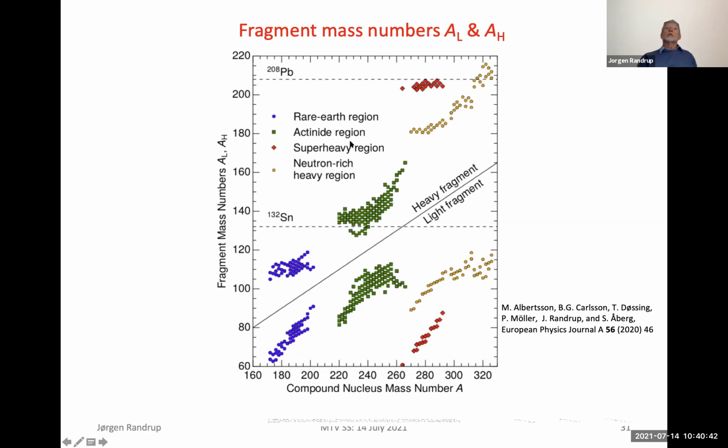You see in the super heavy region, that's the red diamonds, you see the same thing with lead-208 playing the role of the doubly magic nucleus. So it's predicted here that one fragment will lie very close to lead, and then the other one will have to adjust its mass. So as you go up in heavier and heavier systems, the light one becomes heavier and heavier, but the heavy fragment doesn't change at all. So you have a lot of possibility for predicting things in this way.